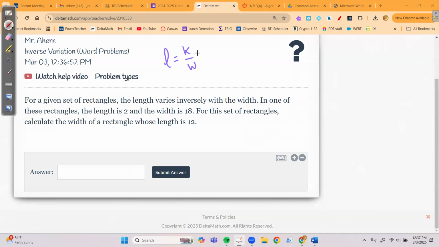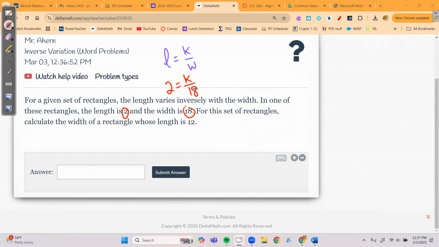Does anyone have any issues with just setting up that equation? Since it's inverse, we know to pick this one. They give us one relationship; without that, we wouldn't have enough to go on. They tell us that in one of the rectangles, the length is 2. So our equation is 2 equals K divided by the width, 18. Good. How are we going to find K?